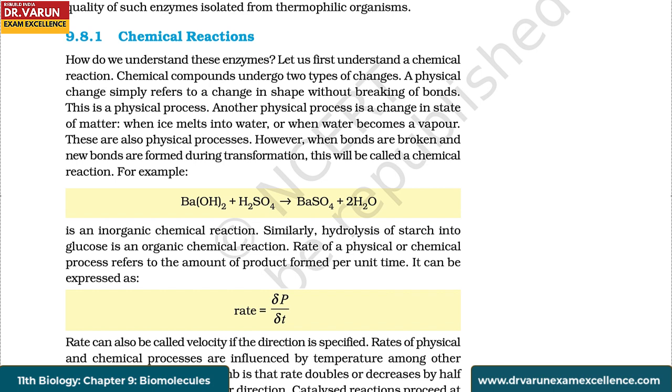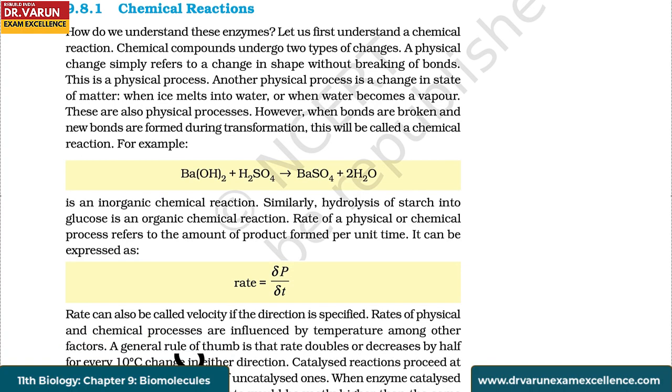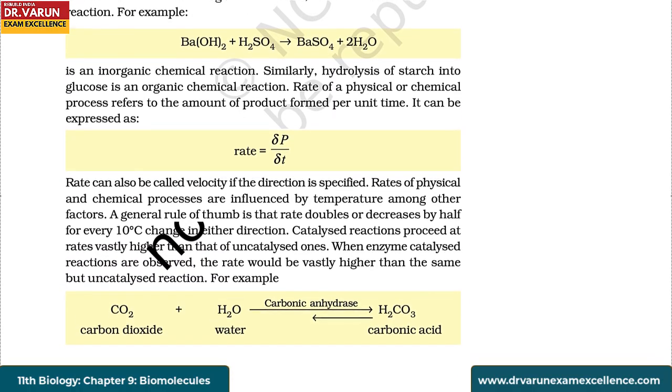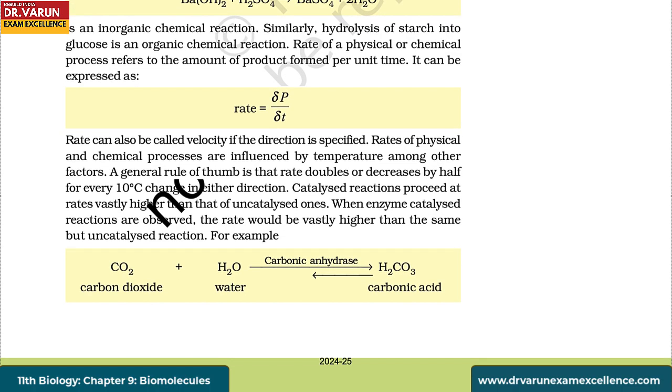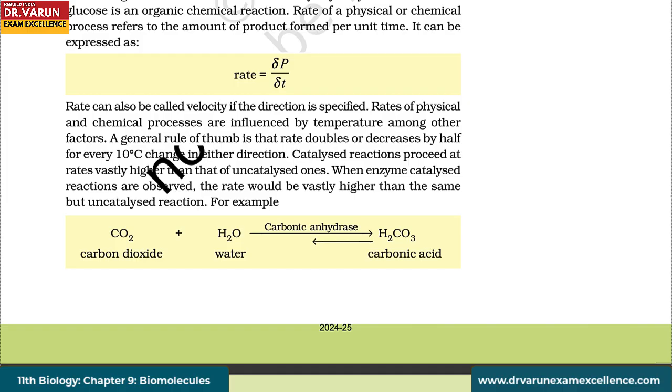Rate of a physical or chemical process refers to the amount of product formed per unit time. It can be expressed as rate is equal to delta P over delta T. Rate can also be called velocity if the direction is specified. Rates of physical and chemical processes are influenced by temperature among other factors. A general rule of thumb is that rate doubles or decreases by half for every 10 degrees Celsius change in either direction. Catalyzed reactions proceed at rates vastly higher than that of uncatalyzed ones. When enzyme catalyzed reactions are observed, the rate would be vastly higher than the same but uncatalyzed reaction.